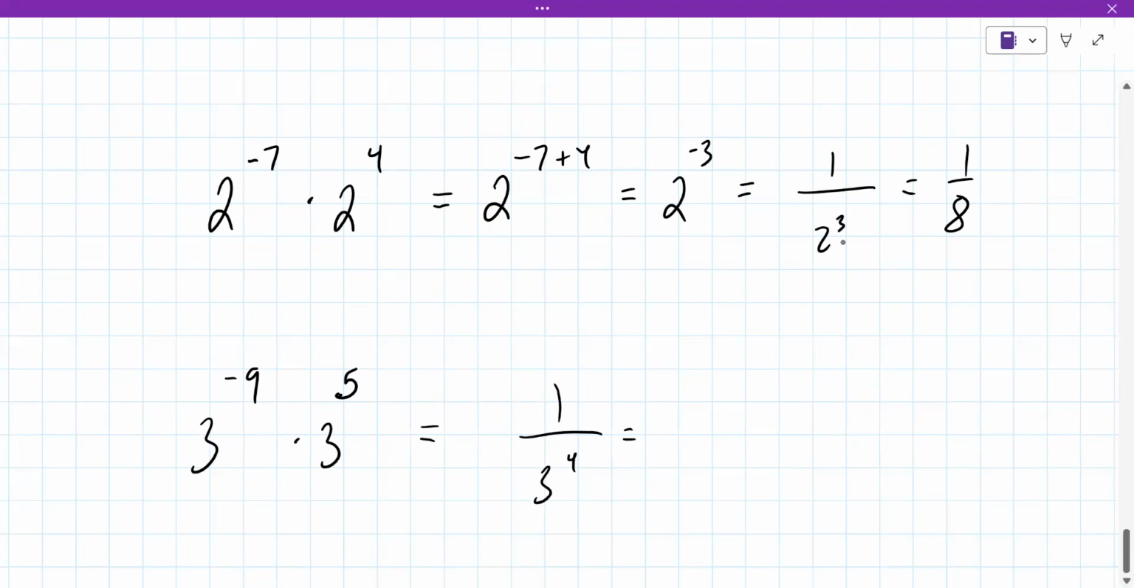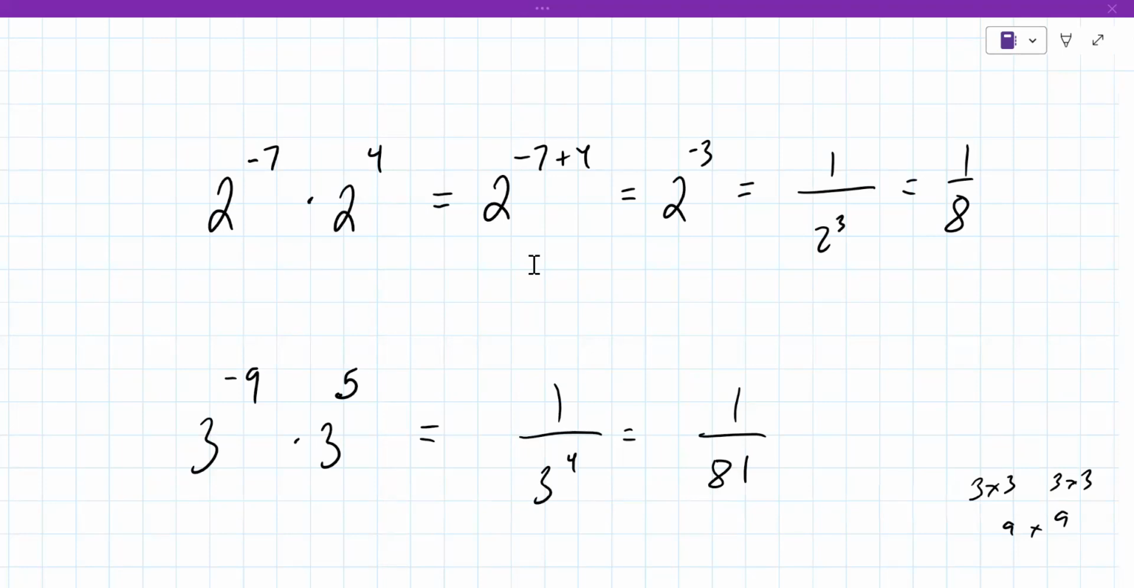4 threes, multiplying 3 four times. 27 times 3. Okay. You can also multiply 3 times 3, 3 times 3, so 9 times 9. It's another possibility. 81. Okay, so this is 1 over 81. All right, questions on that? Do you feel like you understand it? Yeah, I got it.